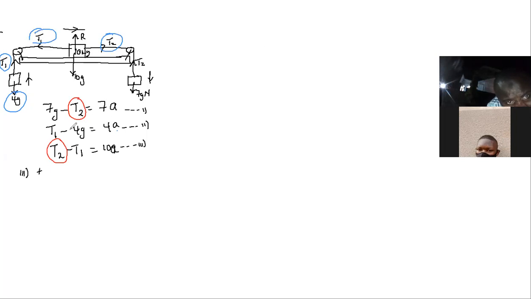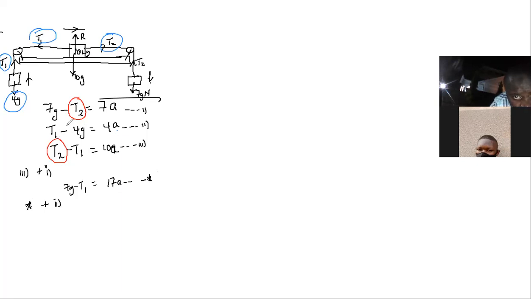Now with that, I can eliminate T2 using Roman 1 and Roman 3 by addition. So add Roman 3 to Roman 1. This will give me 7G minus T1 is equal to, because we added, 17A, and I'll call this equation star. So I can add equation star to Roman 2 so that I can have T1.